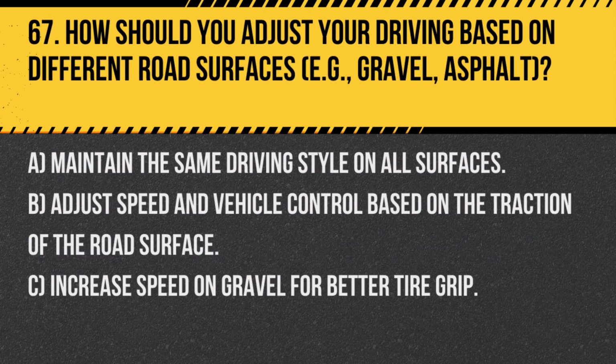Question 67. How should you adjust your driving based on different road surfaces? E.g., gravel, asphalt. A. Maintain the same driving style on all surfaces. B. Adjust speed and vehicle control based on the traction of the road surface. C. Increase speed on gravel for better tire grip. Answer: B. Adjust speed and vehicle control based on the traction of the road surface. Different surfaces require different handling to maintain control and safety.